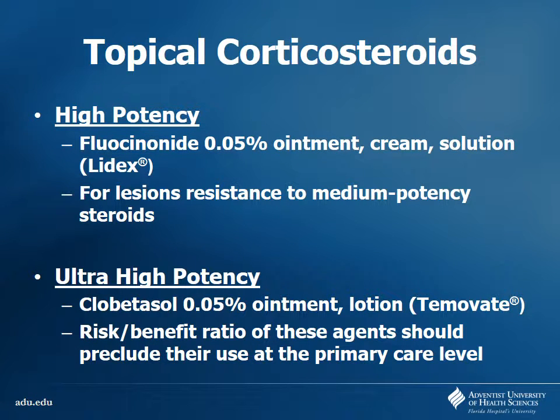Fluocinidine is probably a more common high potency agent you'll run into. And again, this is going to be for lesions that are really resistant to even the medium potency ones, or if you're having a very significant flare-up of disease, this might be a good option to go with there. And then you have an ultra high potency one, clobetasol.